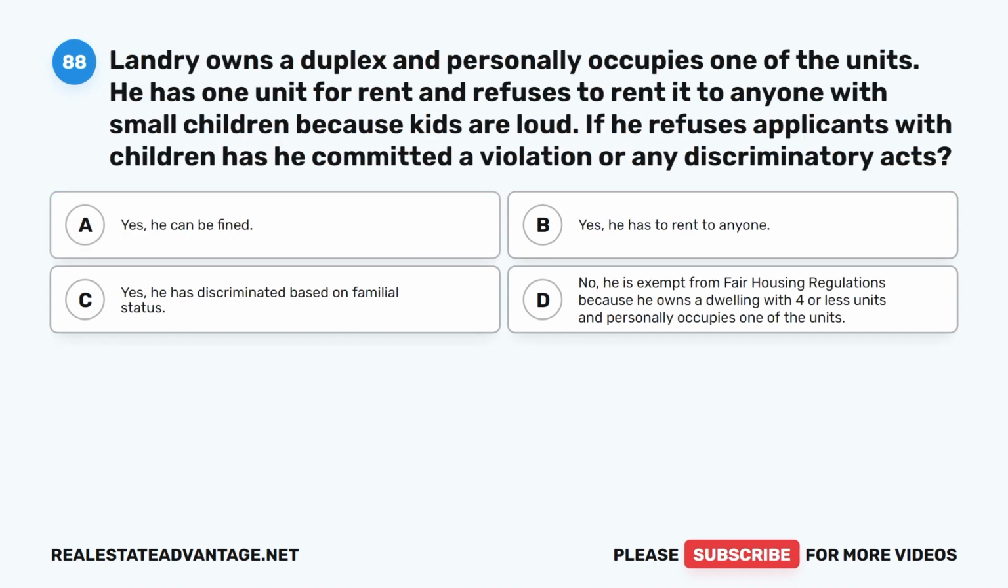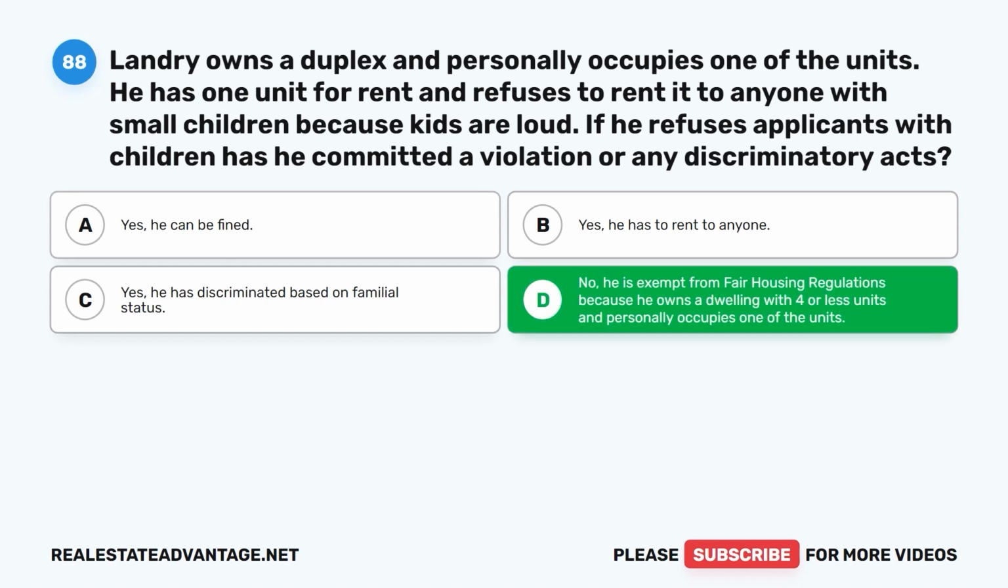Question 88. Landry owns a duplex and personally occupies one of the units. He has one unit for rent and refuses to rent it to anyone with small children because kids are loud. If he refuses applicants with children, has he committed a violation or any discriminatory acts? A. Yes, he can be fined. B. Yes, he has to rent to anyone. C. Yes, he has discriminated based on familial status. D. No, he is exempt from fair housing regulations because he owns a dwelling with 4 or less units and personally occupies one of the units. The correct answer is D.